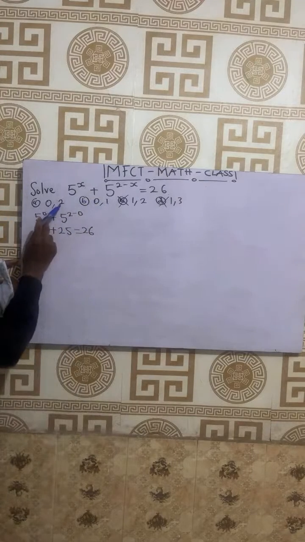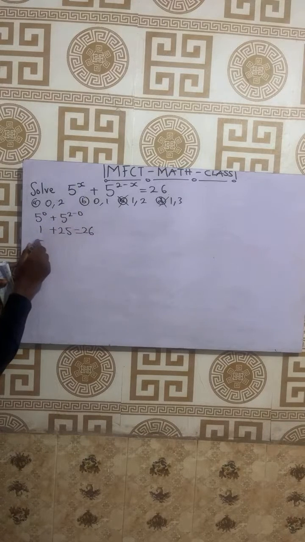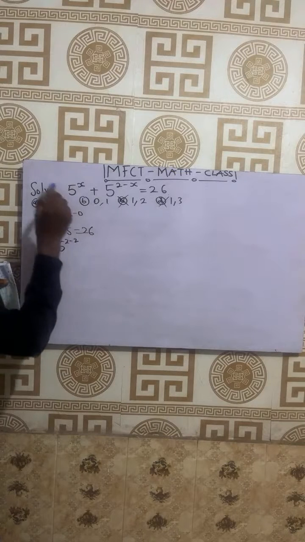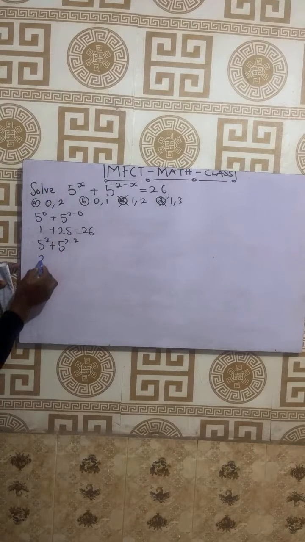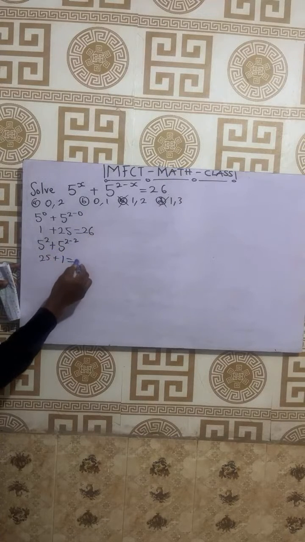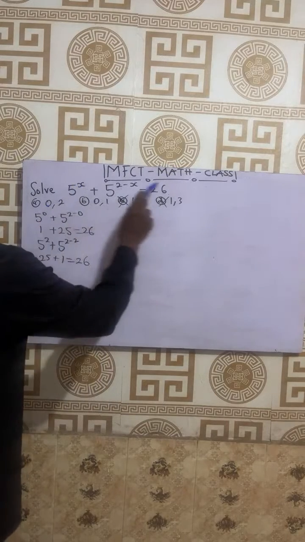So let me represent the x as 2. If I represent x as 2, that would be 5 raised to power 2 plus 5 raised to power 2 minus 2. So 5 raised to power 2 is 25, while 2 minus 2 is 0. So that would be 5 raised to power 0. What is 5 raised to power 0? That is 1. And that equals 26. So this simply means that if I represent x as 0, I will get this.